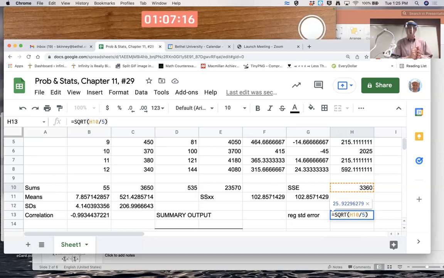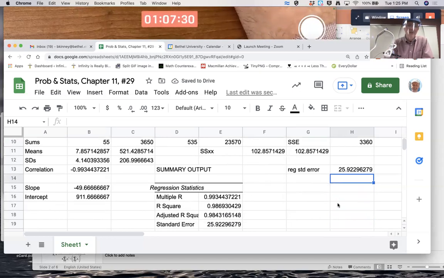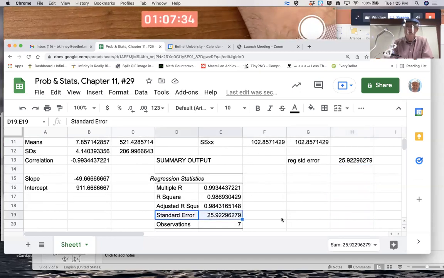25.9229. That is the observed value for this sample of the regression standard error. What does it estimate? Haven't said that yet. 25.9229. Hey, yeah, there it is. 25.9229. It's in the output.